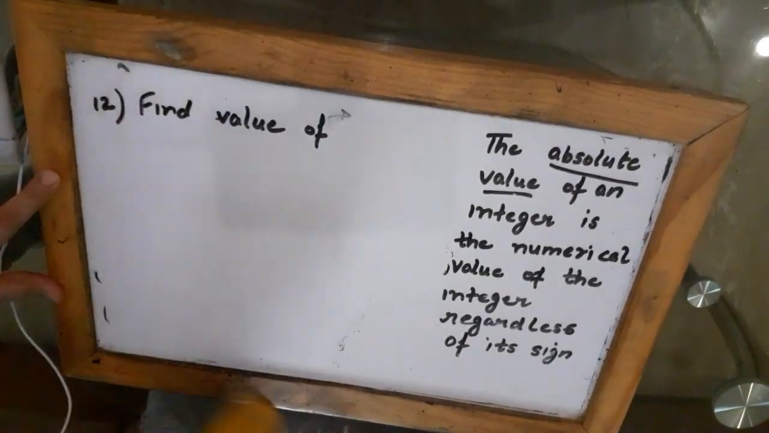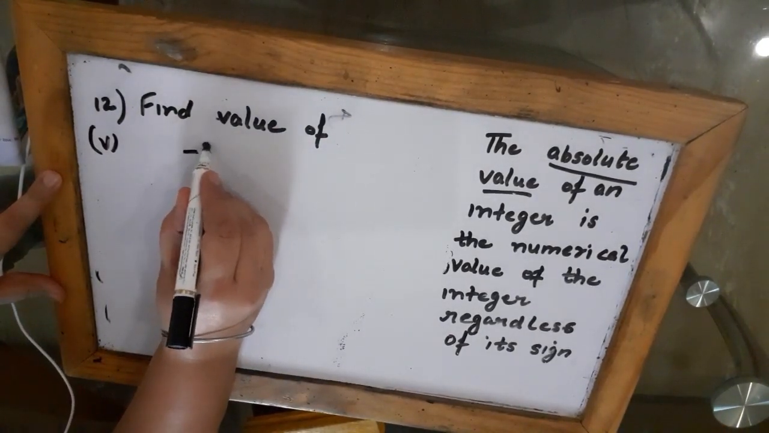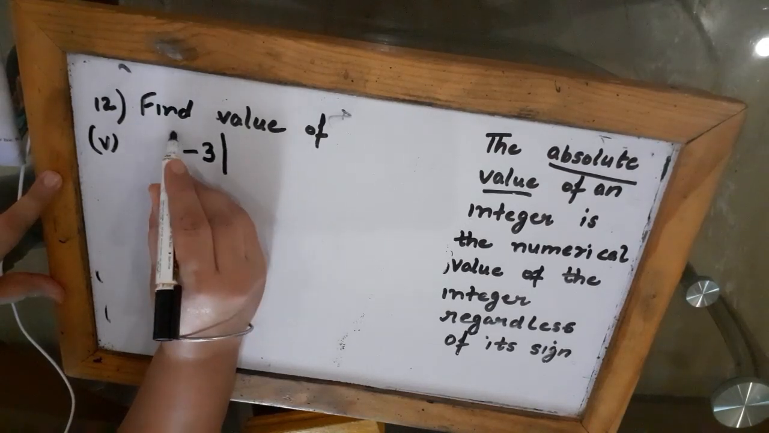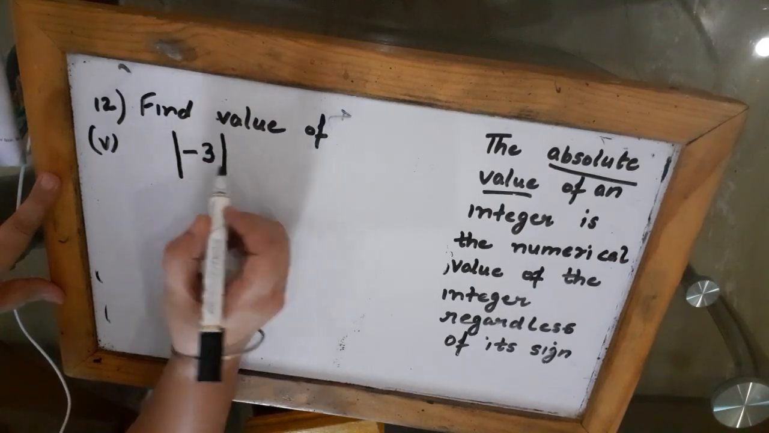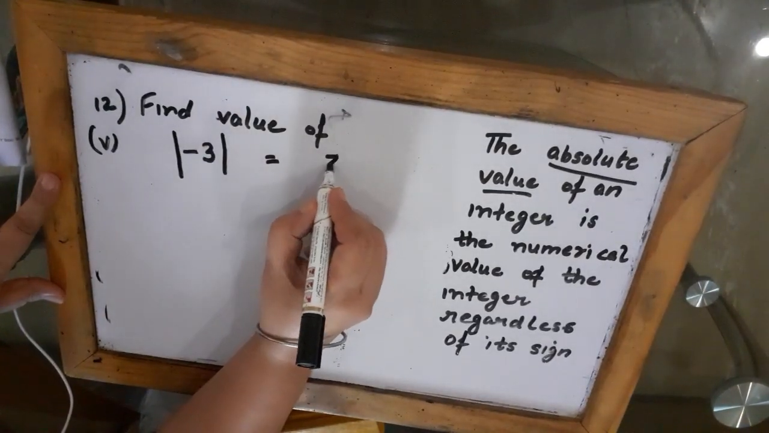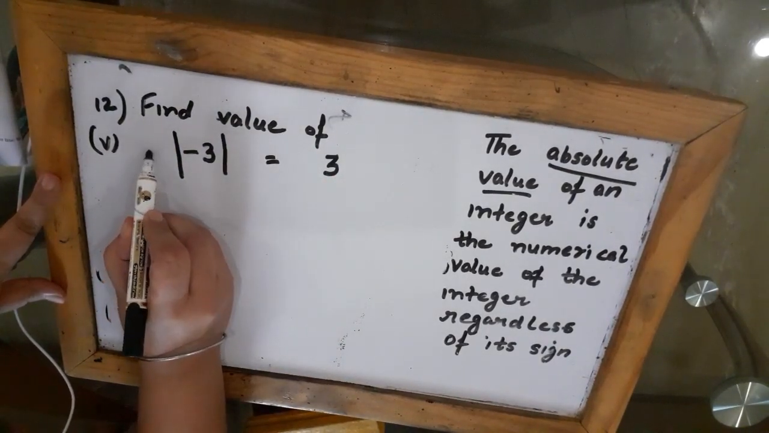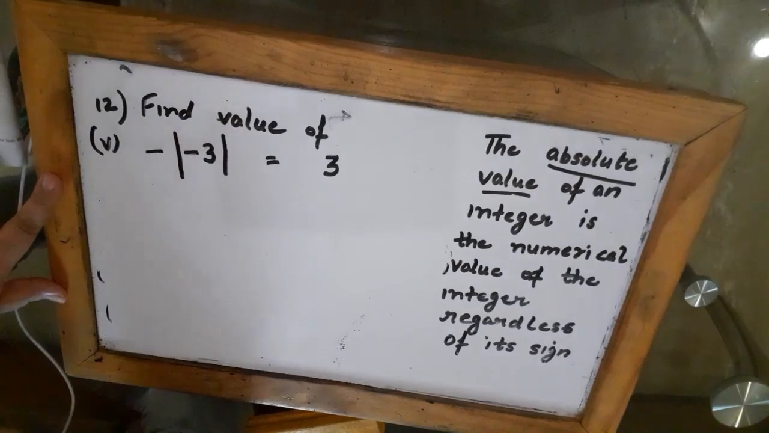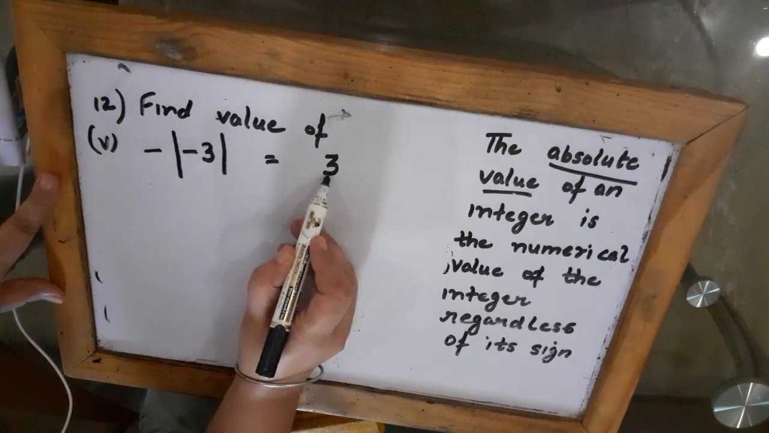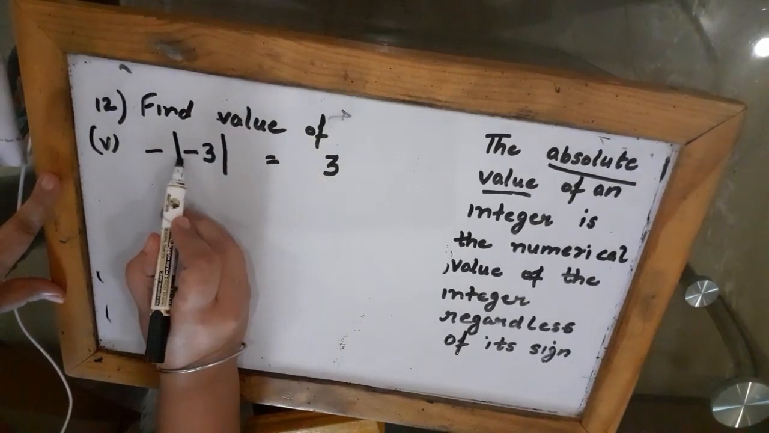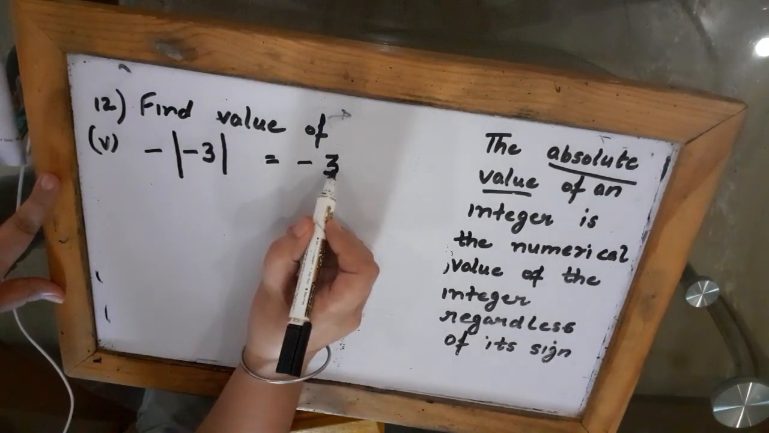Now look at the next one. It's written minus 3 and the vertical bars are here on 3. It means I have to find the absolute value of 3. What is the absolute value of minus 3? It's 3 only, the integer itself without the sign. But in the question, outside these vertical bars, there is a minus sign over here. So the absolute value is 3 only without the sign, but because outside the vertical bars it's minus, my final answer will be minus 3.